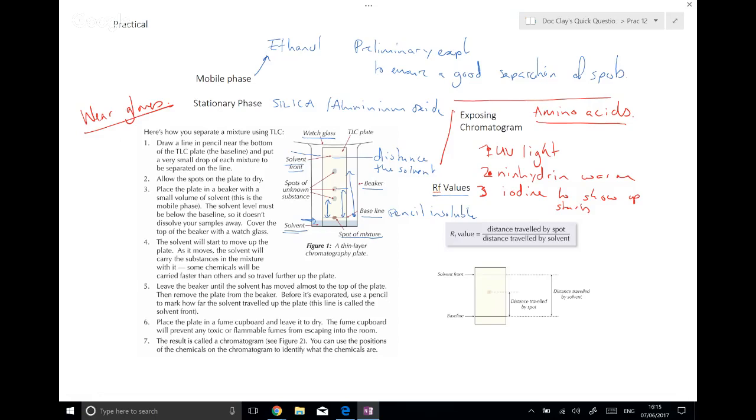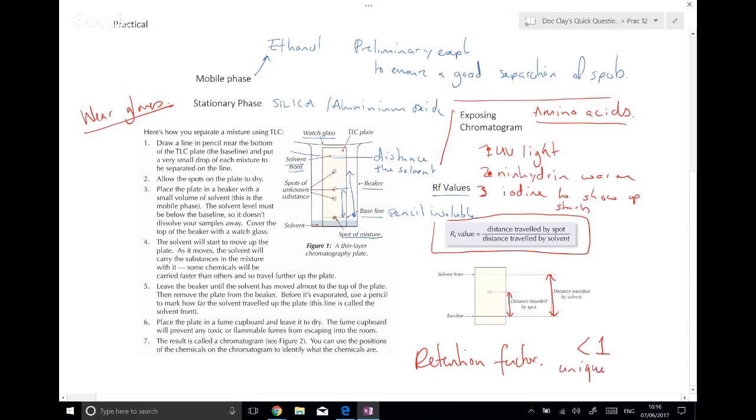The final thing before I come back to the question from revision 8 hours is this thing, the retention factor. So the retention factor here, RF, is a unique value for a substance in a given solvent, and it's taken by the distance moved by the spot from the baseline by the distance moved by the solvent. In other words, this value is always going to be less than 1, and it's also always going to be greater than 0, and it is going to be unique for a given amino acid or substance in a unique solvent.